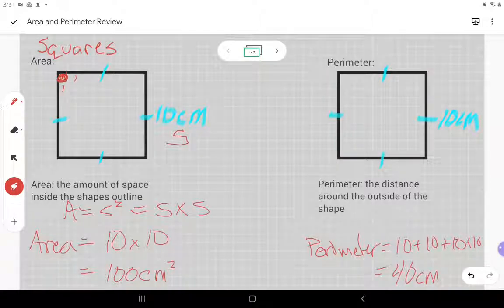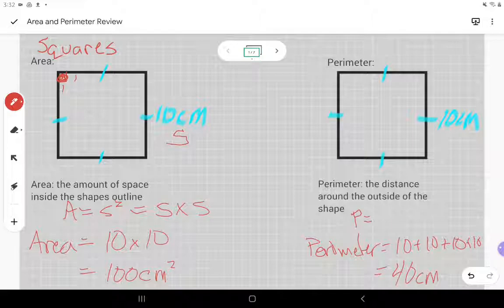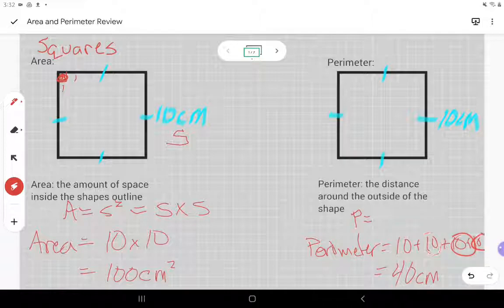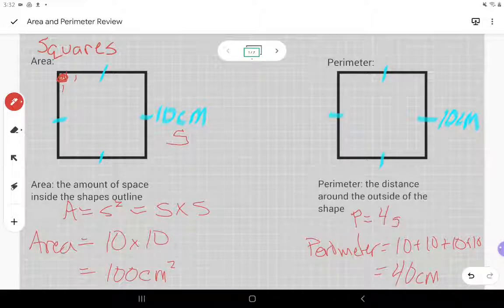Okay. Now, sometimes you might see a simplification or a formula for the outside or perimeter of a square. And if you notice, we added that side length together of 10. We added it together 4 times. So you might see something like 4s, meaning 4 times the side length. Not that we really need to simplify the perimeter because it's pretty simple to do, but you might see that as the formula.